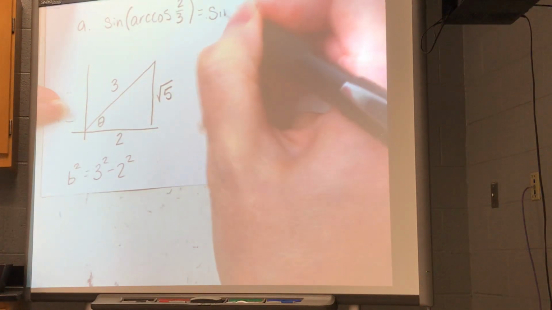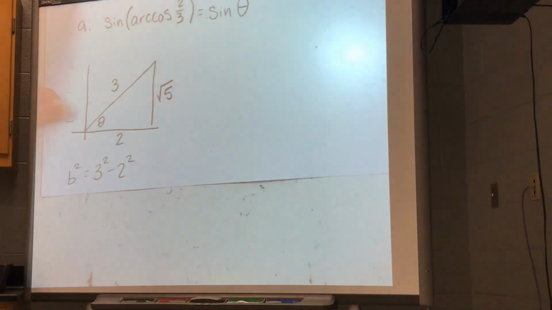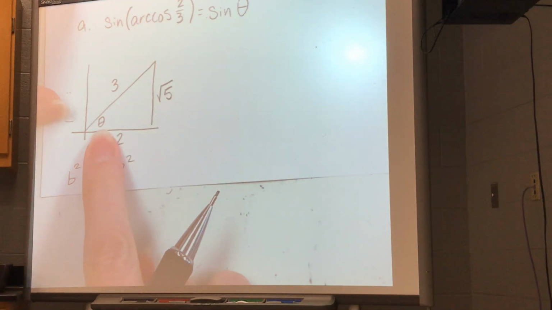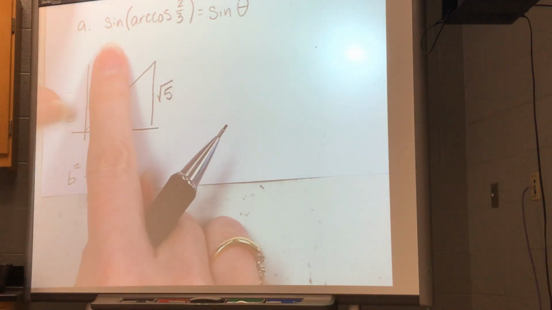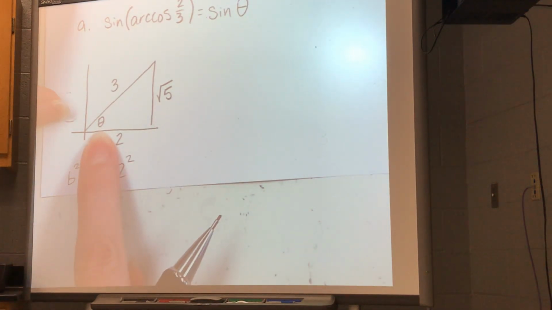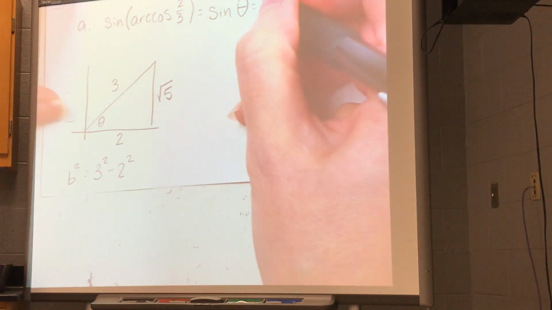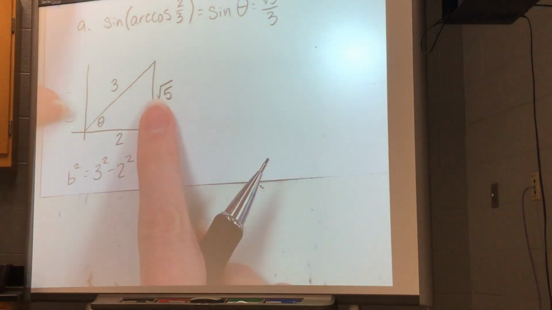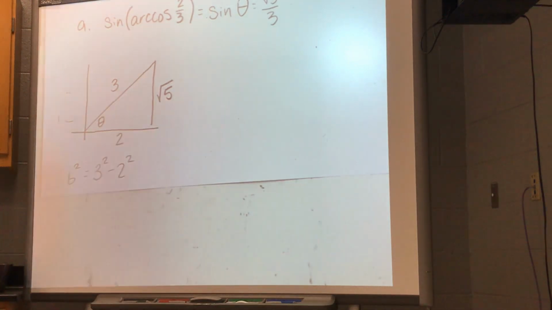Now we aren't finished, but we have what we need to get this answer. So now we're just going to find the sine of theta. This part inside is just telling us to find this theta, and to finish the problem, we use the outside. So what is the sine of theta? The square root of 5 over 3. We just use this right triangle: opposite over hypotenuse, and we're done.